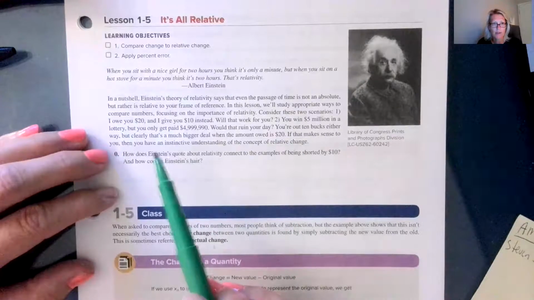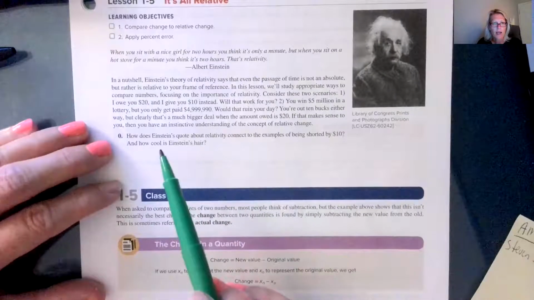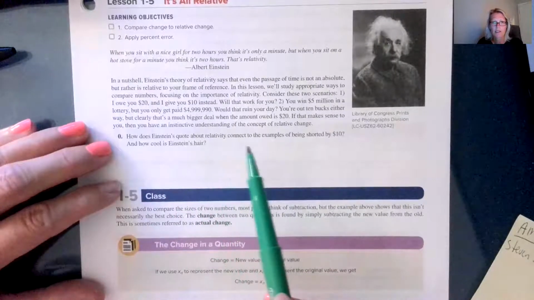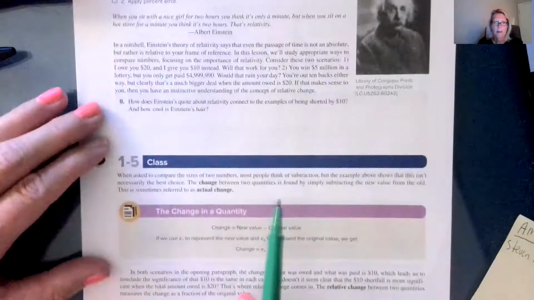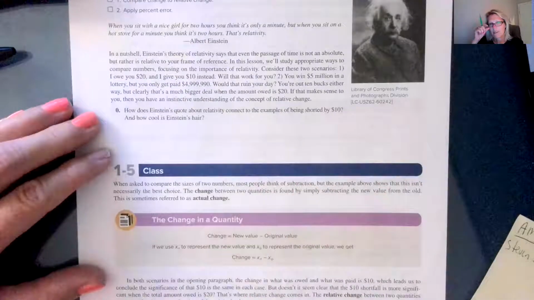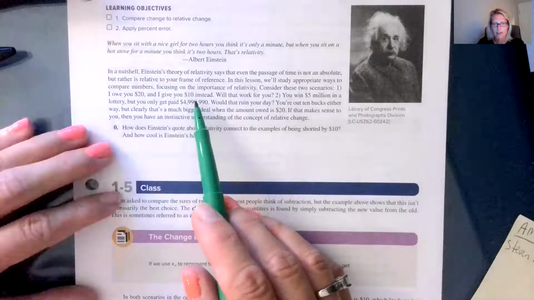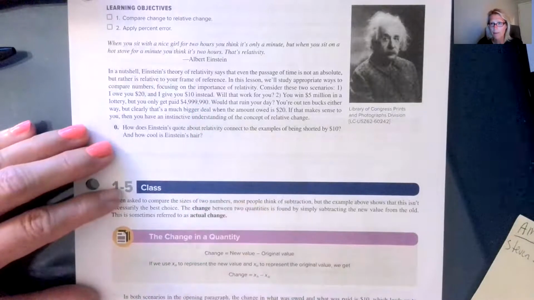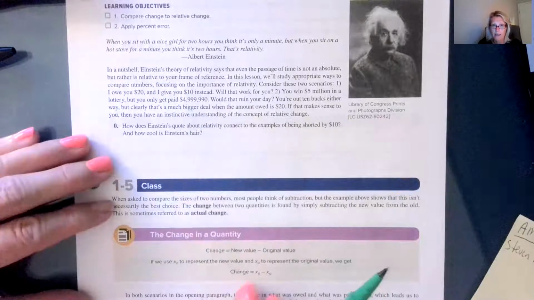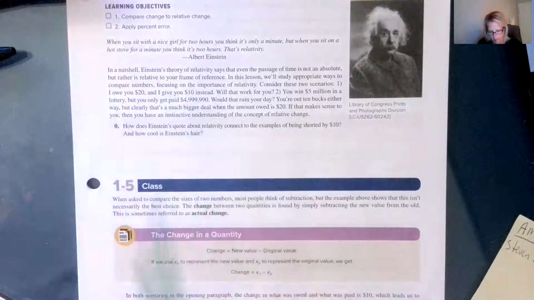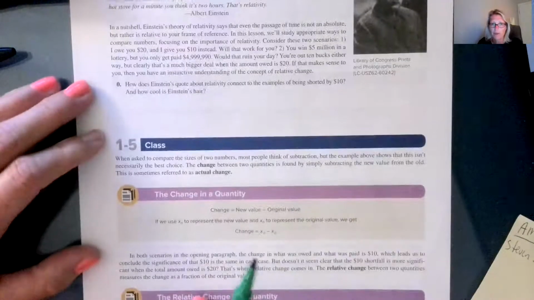If that makes sense to you, then you have an instinctive understanding of the concept of relative change. So how does Einstein's quote about relativity connect to the examples of being shorted $10? And how cool is Einstein's hair? So if I only have $20 to my name and I lend it to someone and they only pay me back 10, I only make back half of my money, which is a big deal in everyday life. But if I won 5 million and they didn't pay me $10 of it, it probably wouldn't even be a big deal. Most of us wouldn't even notice.